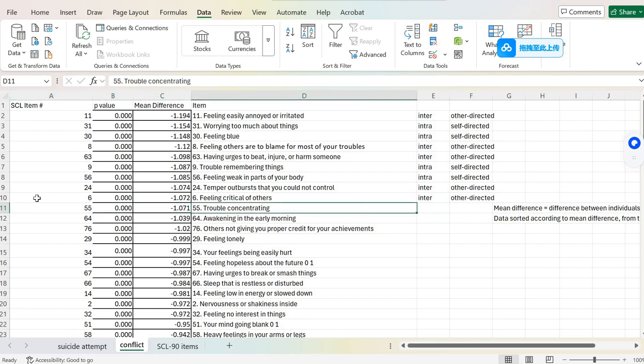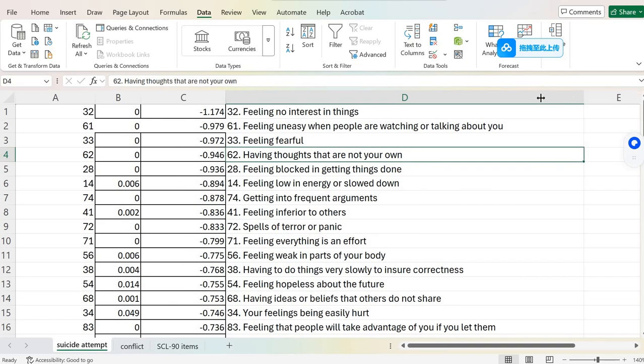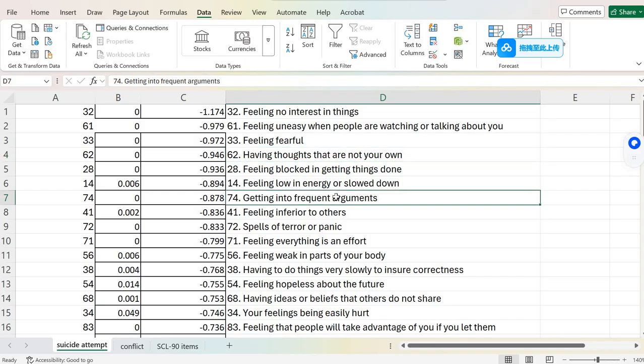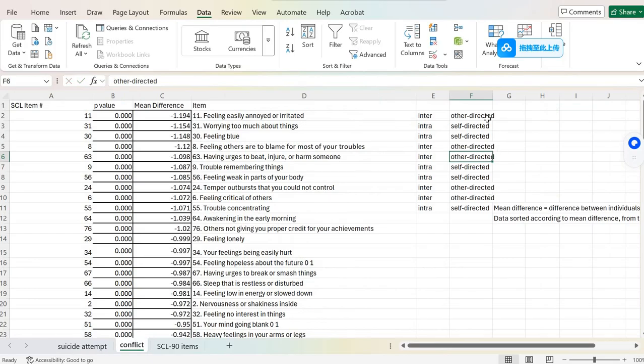Last one, this is number 10. Trouble concentrating. That's intrapersonal, self-directed. You see, these people who have interpersonal conflicts, they have a different pattern than those who have suicide. Here, the suicide group, you have one item that is interpersonal. All the others are intra. You can fill out the rest of the cells.